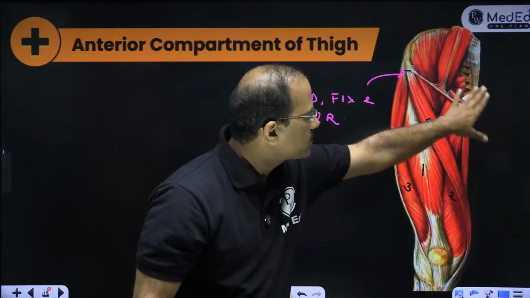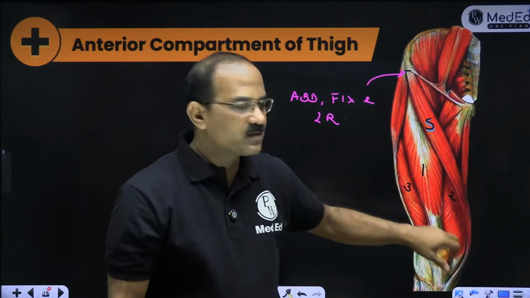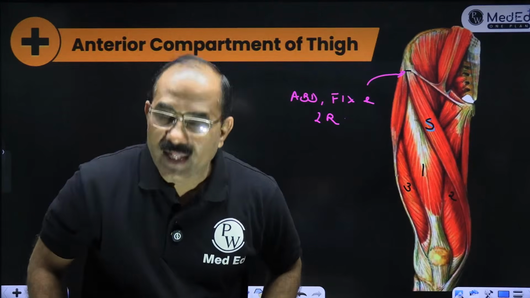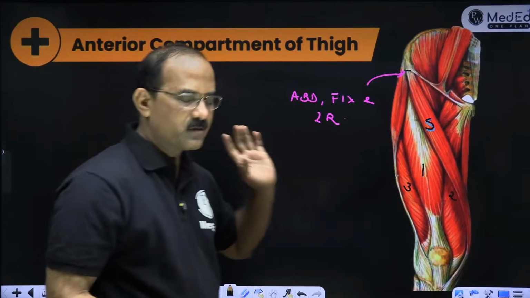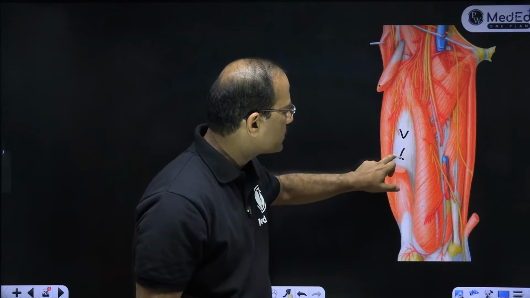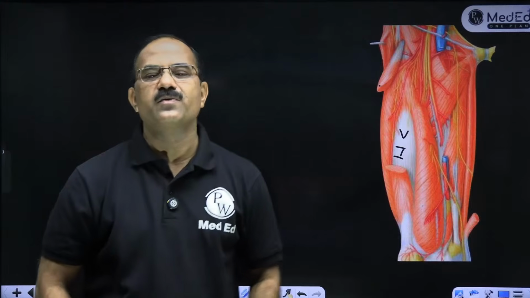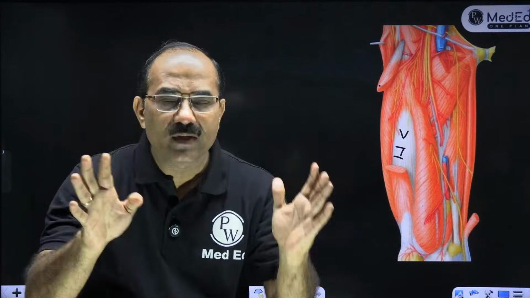Number 2, that's a medial aspect. Number 2 is vastus medialis. Number 3 is vastus lateralis. So rectus femoris, vastus medialis, vastus lateralis. अगर ये rectus femoris को निकाल दिया, so what is this muscle? Vastus intermedius. इसका ज्यादा details याद रखने की जरूरत नहीं है.